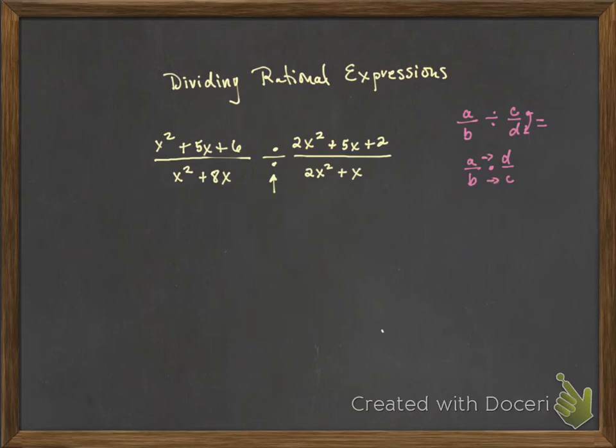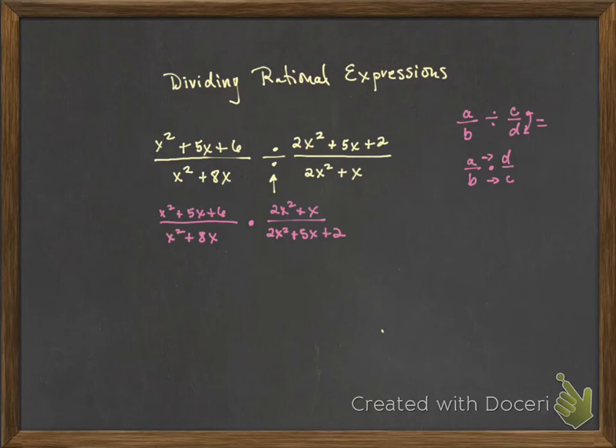So let's see this in action. Before we factor and reduce, let's flip. So this first one is x squared plus 5x plus 6 over x squared plus 8x, and this next one becomes 2x squared plus x over 2x squared plus 5x plus 2. So I have this additional step where I flip and then multiply, and now that I'm back to multiplying rational expressions, I proceed to factor and reduce.